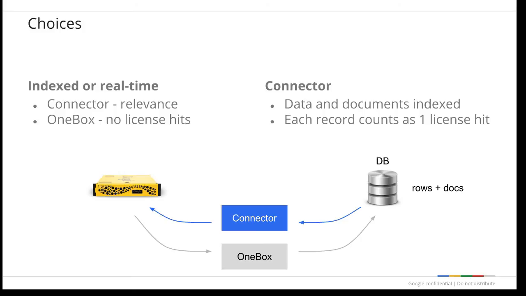However, databases can potentially store many millions of records, and because each record is treated as a single document, the license cost for indexing a database can be very expensive. For this reason, you might also consider having the GSA interact with your data using a OneBox. With a OneBox, the GSA won't index your database records, but will be able to send the user's search query to the database and display matching results. Records served using a OneBox will not count against the GSA license, but the GSA will not be able to apply relevance to them.